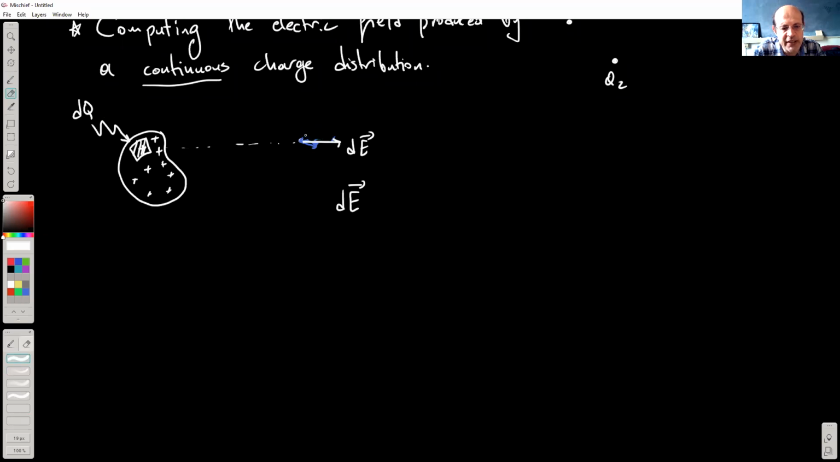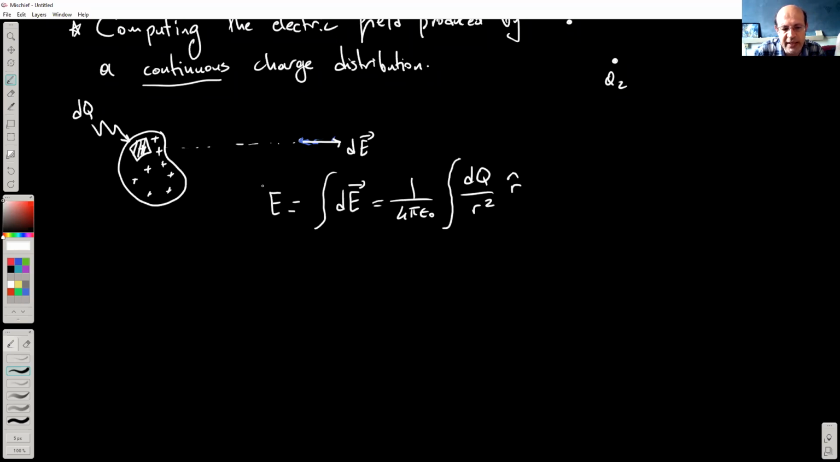Let me erase this part of the expression, actually. I need to compute their sum, basically. So dE is given by Coulomb's law by this expression, dq divided by r squared times the r unit vector. In any case, this is just a contribution coming from a single charge. So I have to integrate over this. Let me show it like that, and that's going to give me the electric field. This is the procedure that we have to carry out.